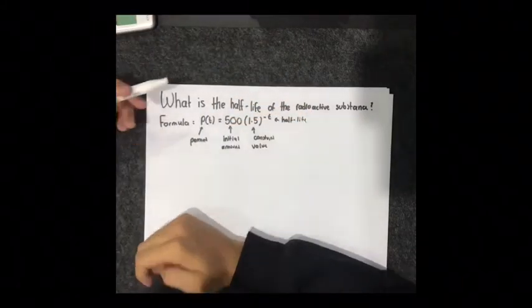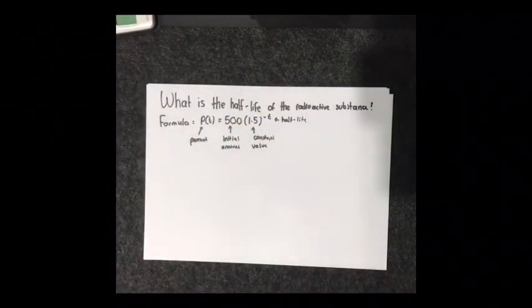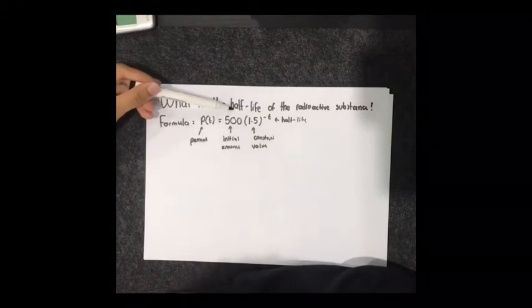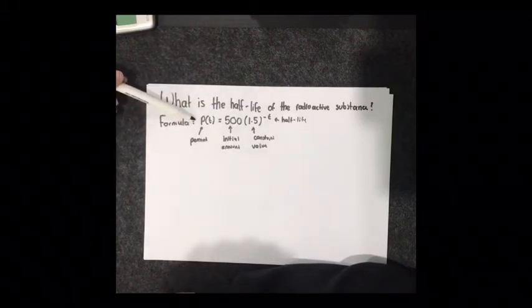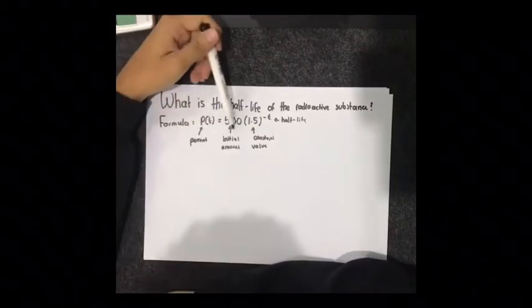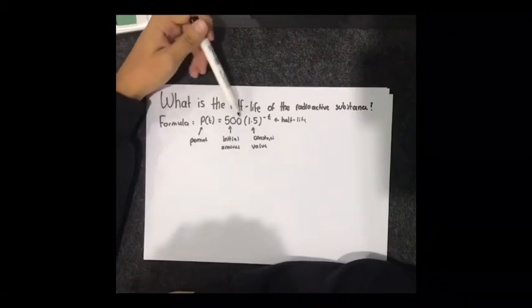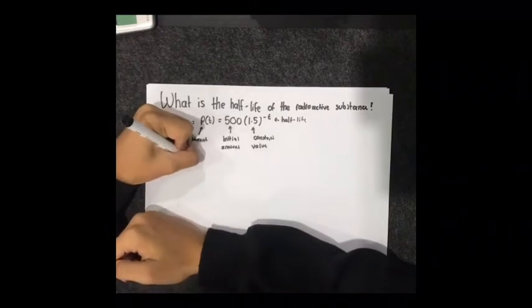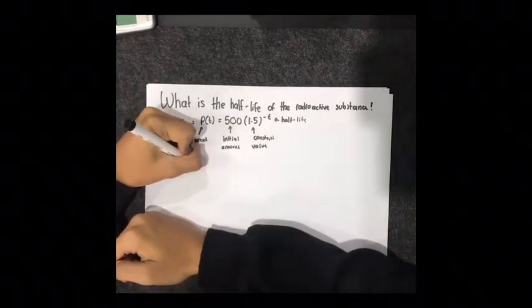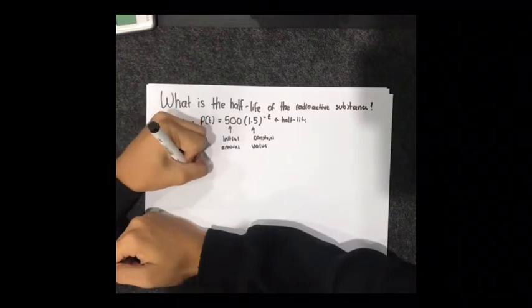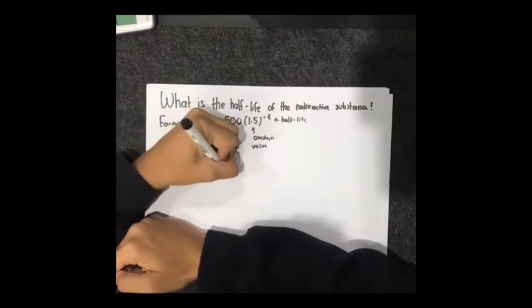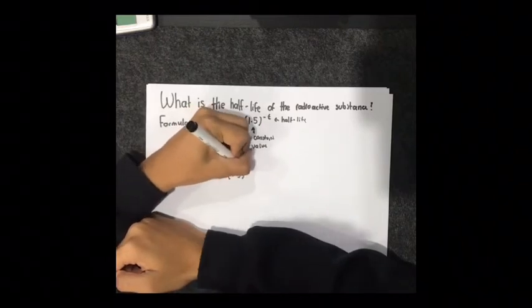Okay, so pause the video first before I teach you how to do it. Okay, so now let's look at the clues here. They're asking for half-life, and we know this is written in percentage. So, let's assume that this amount is 100% of the radioactive substance. So by right, this should be 50 equals 500(1.5)^(-t).